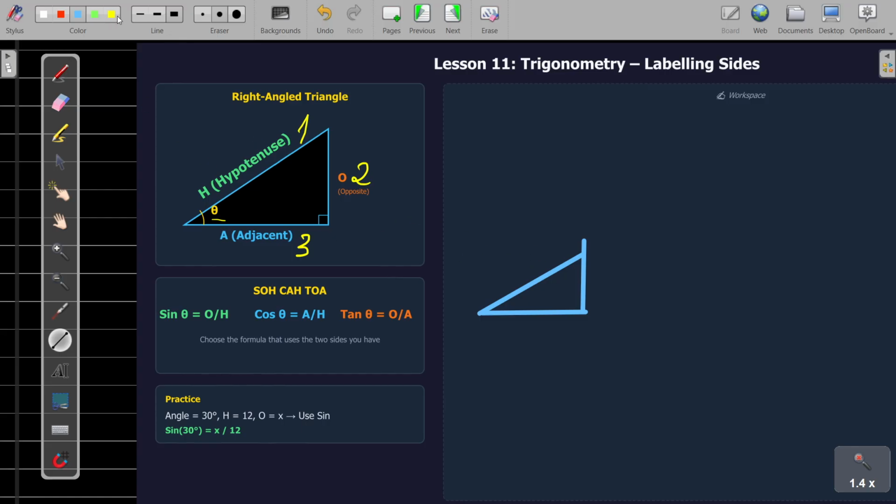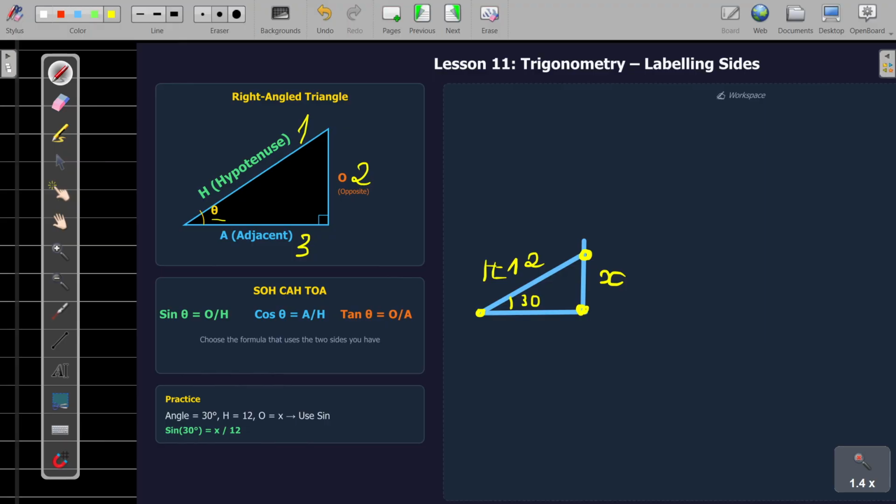And then I'm going to label it 30 degrees. I'm going to label it 30. I'm going to write h, which is the hypotenuse. Remember, this is the longest side, so this maybe is 12. These are our points. So h here is 12. Our angle is 30. Our O is x, so opposite here. And then our adjacent here, we don't know our adjacent, but we should be able to know what x is based on the formula SOH.